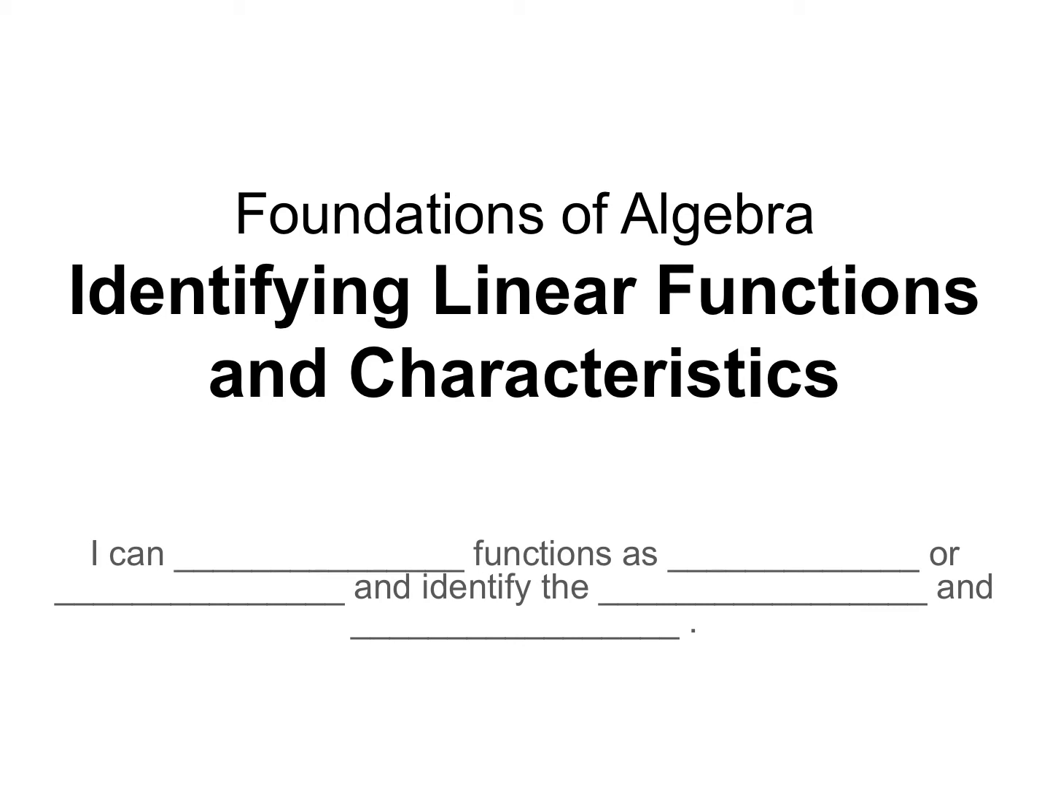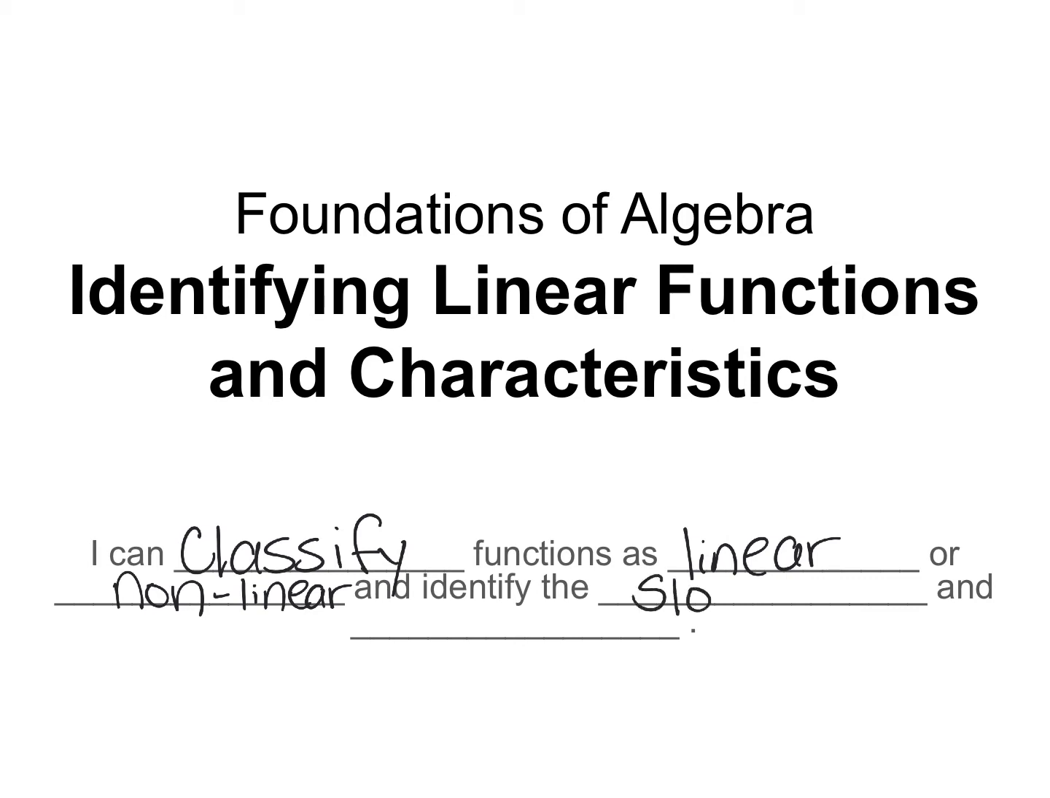So linear functions, remember, are those functions that graph always as a straight line. That's what makes them linear. That word linear means line. And so they have some specific characteristics, and we want to make sure that we're able to identify what those are. So by the end of this lesson, you should be able to classify functions as linear or nonlinear. And you should also be able to identify the slope of a linear function and the y-intercept of it.